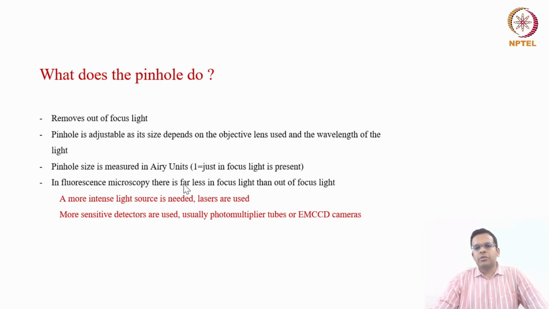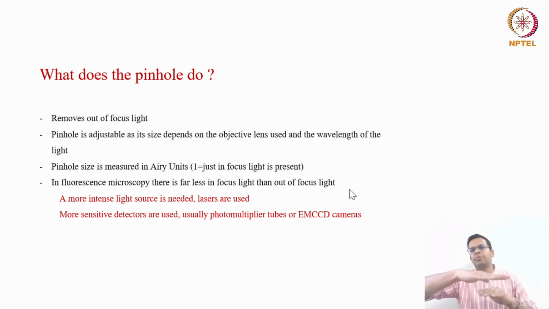In fluorescence microscopy, there is far less in focus light than out of focus light. This is a very important statement. When you are imaging a sample, your objective lens is collecting the light from the molecules which are in focus. But compared to that light, there is a lot of stray light coming from the molecules which are out of focus, either from above the focal plane or below the focal plane.